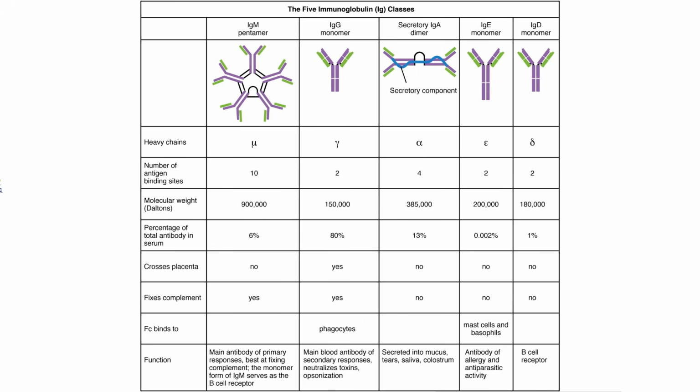And then IgE is a very rare type, just a fraction of a percent, but it's associated with mast cells and basophils. Mast cells, when they're activated by an IgE that's acting as a receptor on the surface of the mast cell, will cause an inflammatory response, usually in terms of an allergy, not an actual immune response.